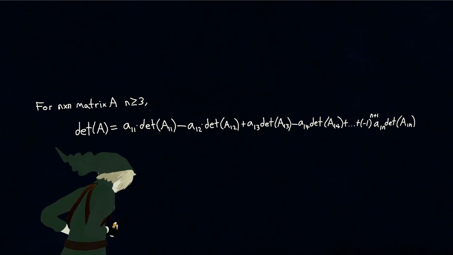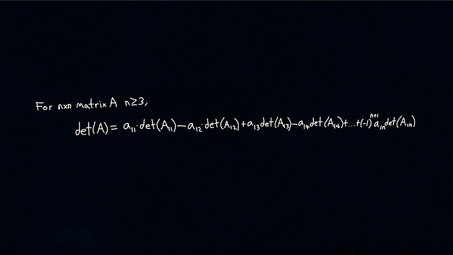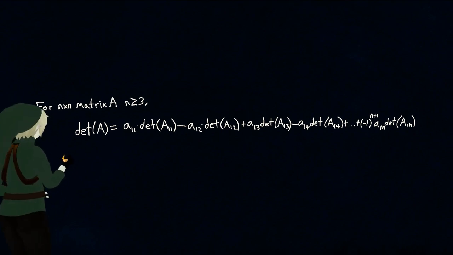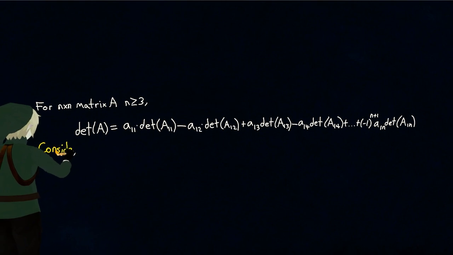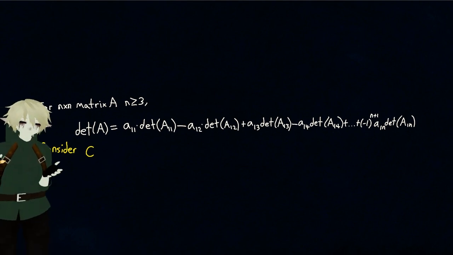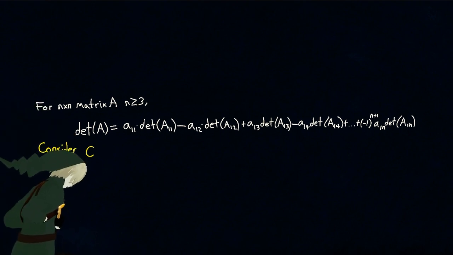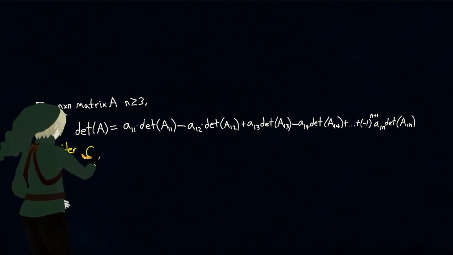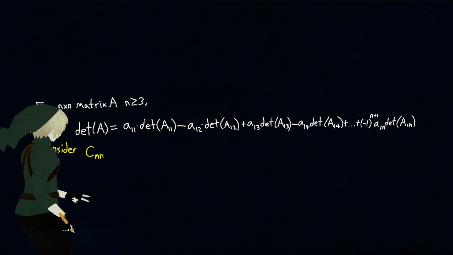Okay? So we can simplify this further. Let me actually write this in yellow. We can simplify this a lot further. I want you to consider a capital C. It's not lowercase, it's capitalized. Capital C. And then we write mn for the matrix size, right? m for row, n for column.